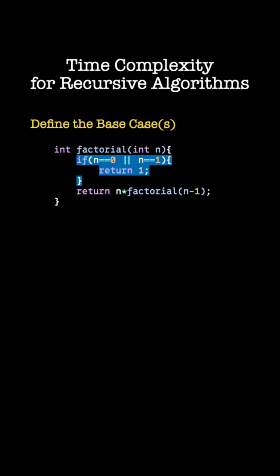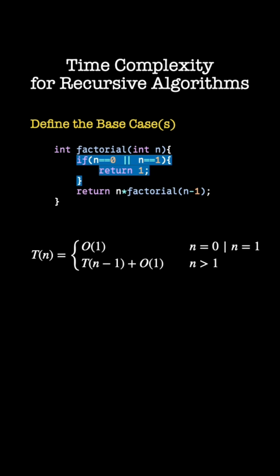We need to identify the input size for which the algorithm terminates the recursive call, and then we determine the time complexity for the base case. Here, the time complexity for the base case, when n gets reduced to either 1 or 0, is O(1). So, we can update the recurrence relation as follows. We further simplify the recurrence relation as follows.